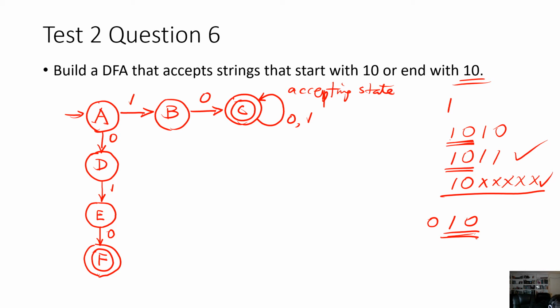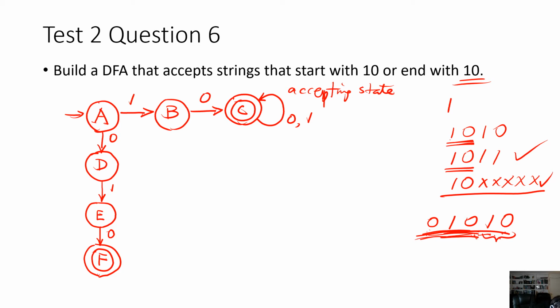But unlike the strings that start with 1, 0, if the string ends with 1, 0, it's very difficult to keep it in the accepting state, because 1, 0, 1, 0 is accepted. But if we have another input 1, now this string is not accepted because it does not end with 1, 0. But if we add one more 0, the string is going to be accepted again, right? Because it ends with 1, 0.